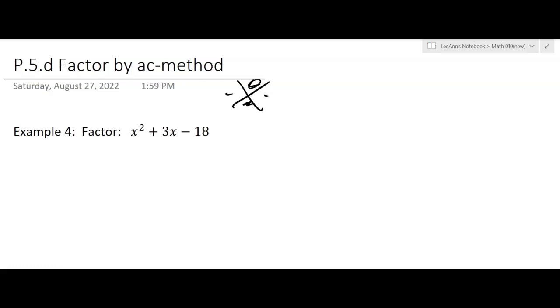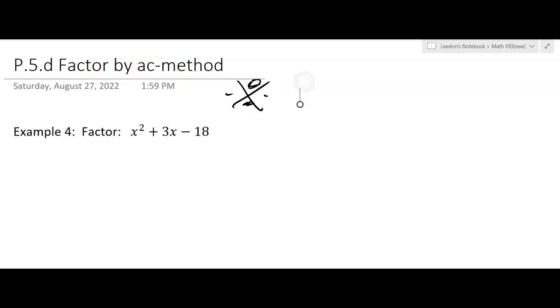If you love trial and error, do that. If you learned the AC method in another class and you love that, do that. It doesn't matter to me how you factor it. And I've seen other methods too, but those are the three that I've seen most of the time. And I'm going to show you on this example, I'll show you trial and error, and then I'll show you what I'm talking about with the AC method.